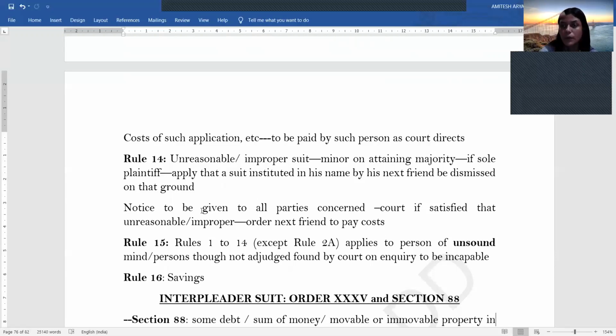So this was rules 1 to 14, where we were dealing with how we will deal with the case of a minor. And rule 15 becomes important. Why? Because it tells that rules 1 to 14, except rule 2A, apply to a person of unsound mind, or persons who have not been adjudged as unsound but have on inquiry been found to be incapable.